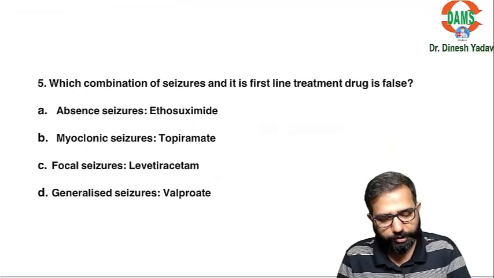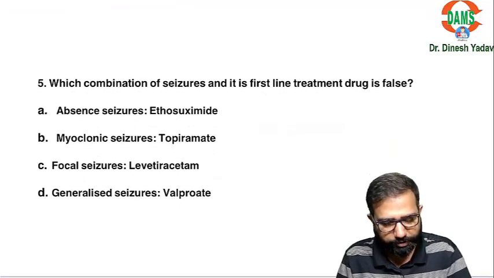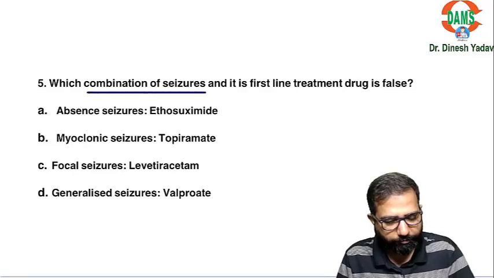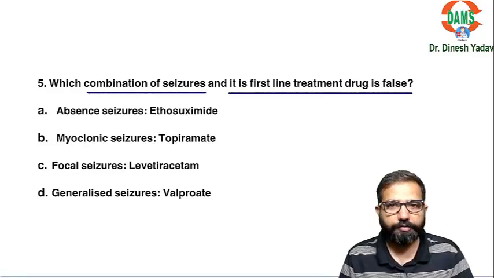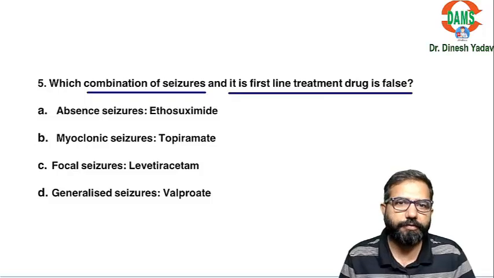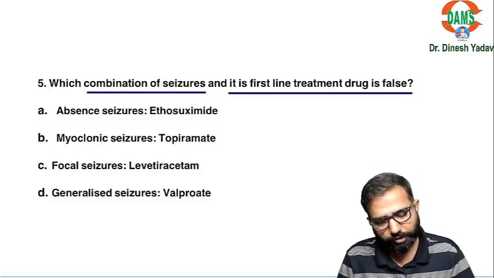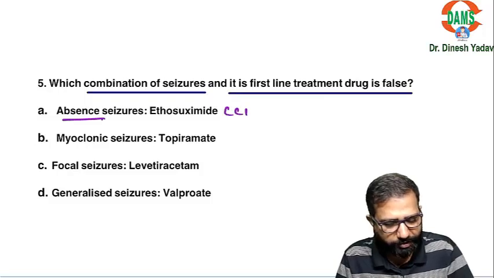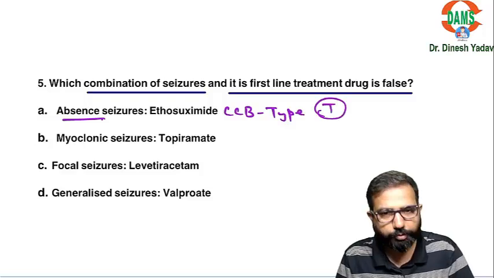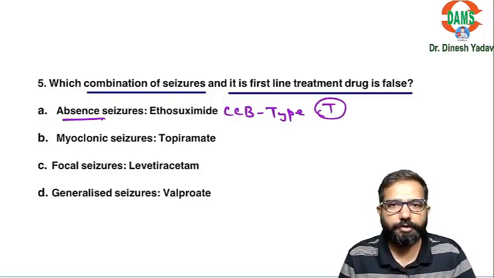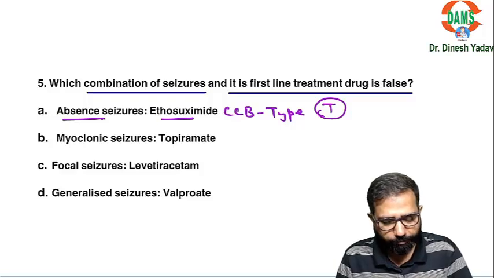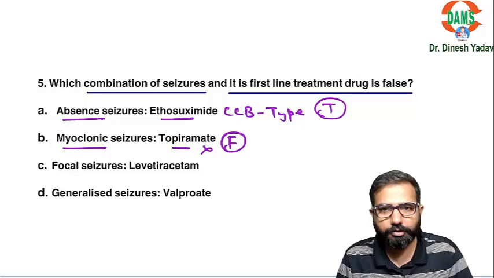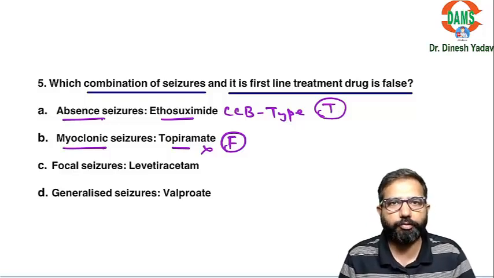Next question. Which combination of seizures and its first line treatment drug is false? So let's see one by one. Absent seizure, ethosuximide, which is a T type of calcium channel blocker, that is true. That is the drug of choice for absent seizure. Myoclonic seizure, topiramate, that is false. Topiramate is not a first line drug for myoclonic seizure.